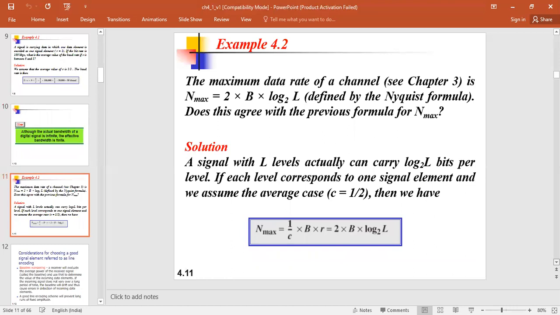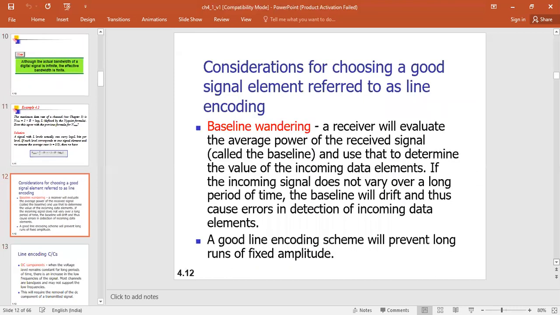A signal with L levels can actually carry log2 L bits per level. If a level corresponds to one signal element, we can assume it is half. We already discussed in the last section that it is possible only for 2 bits. So this is the proof that it is possible for 2 bits only. Now we can consider some good signal elements if we choose them according to the line code.